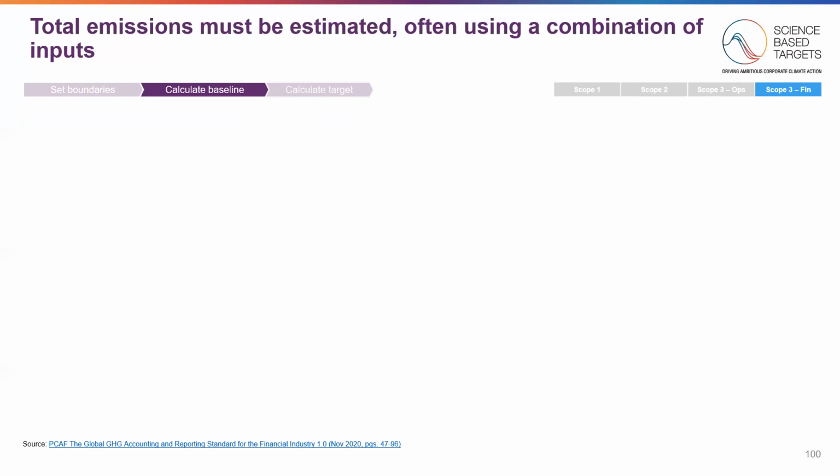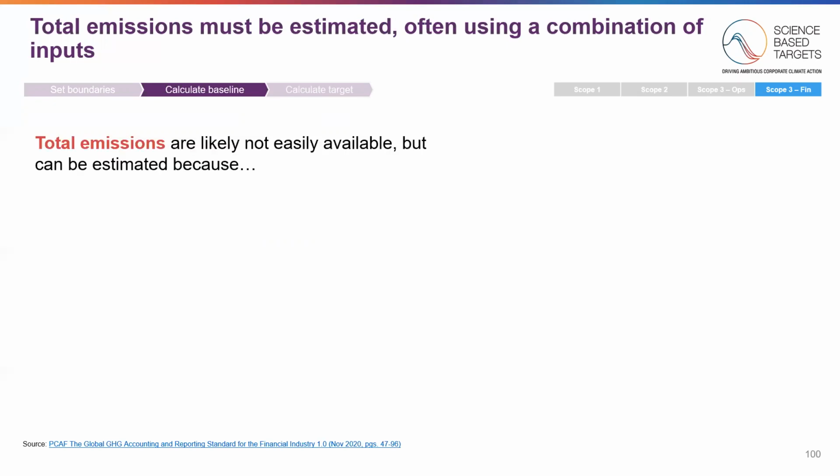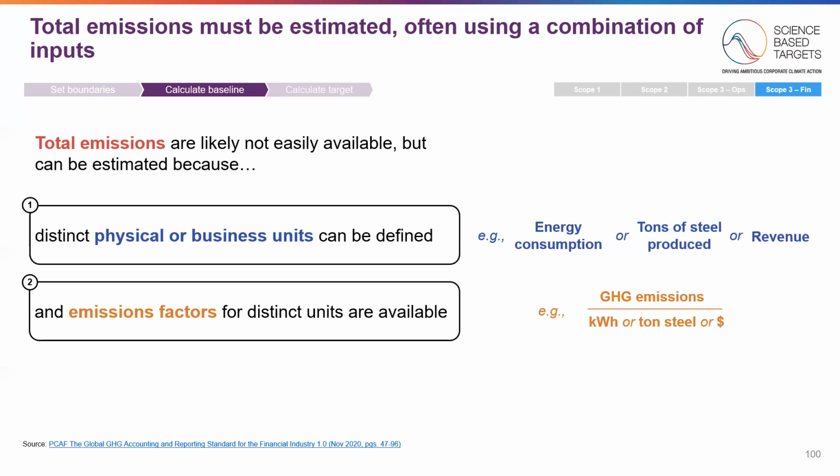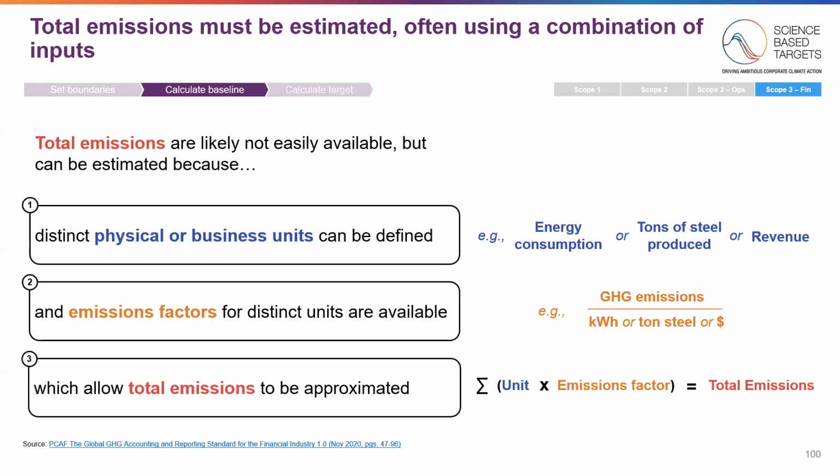Financial institutions and their portfolio companies and customers must often estimate total emissions using several inputs. To begin, companies track physical or business units, such as energy consumption by kilowatt hour, or tons of steel produced, or at a minimum, revenue or other financial factors. Then, many governmental bodies or non-governmental organizations, NGOs, publish emissions factors for industries or regions, such as emissions per kilowatt hour or per ton of steel. Aggregating these data sources together allows for financial institutions and their portfolio companies and clients to estimate their total emissions.